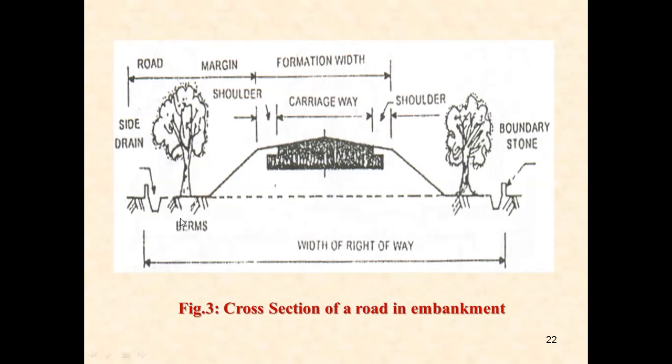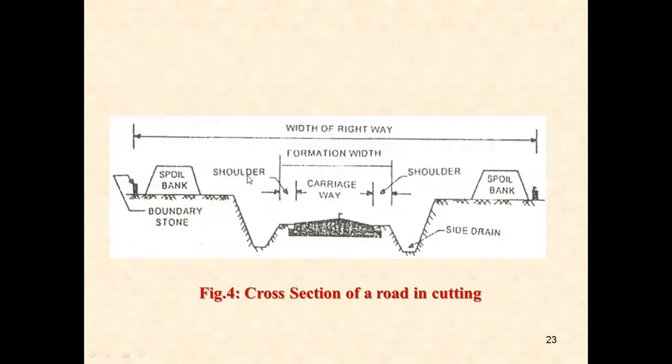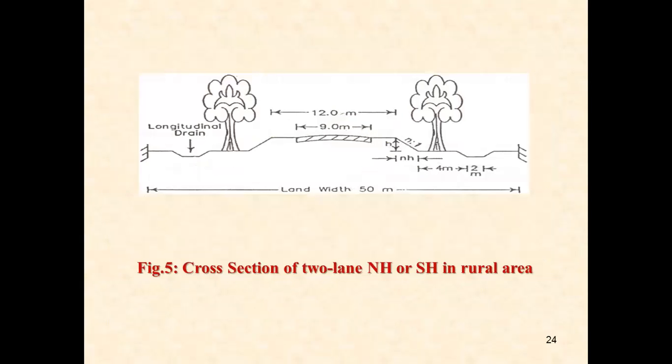Right of way is the total land acquired. In addition, the formation width, that is carriageway and shoulder plus road margins together, is included in the width of the right of way. So this is the road in cutting. For a two-lane national highway or state highway in a rural area, the total land width is 50 meters.